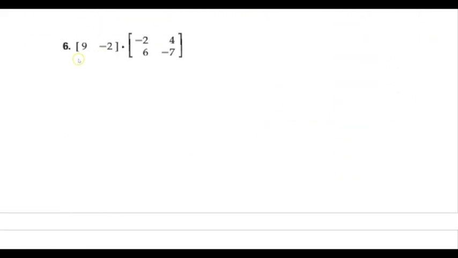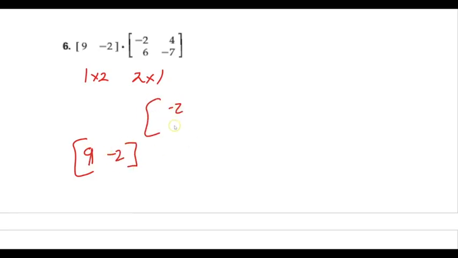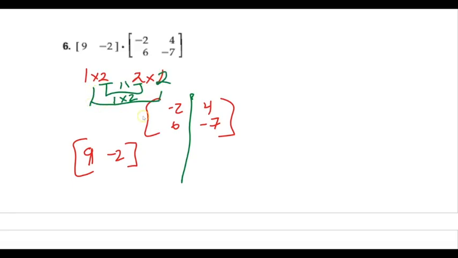Let's see here, I do want to check. This is a 1 by 2, 1 row, 2 columns. And this is a 2 by 1. So they can be multiplied. And do the same thing. 9, negative 2. Put this one up here. Negative 2, 6, 4, negative 7. Everywhere there's a space, which is only right here, really. And actually, I should have done this. Sorry, I apologize. We should get a 1 by 2. We should get 1 row, 2 columns. Perfect.